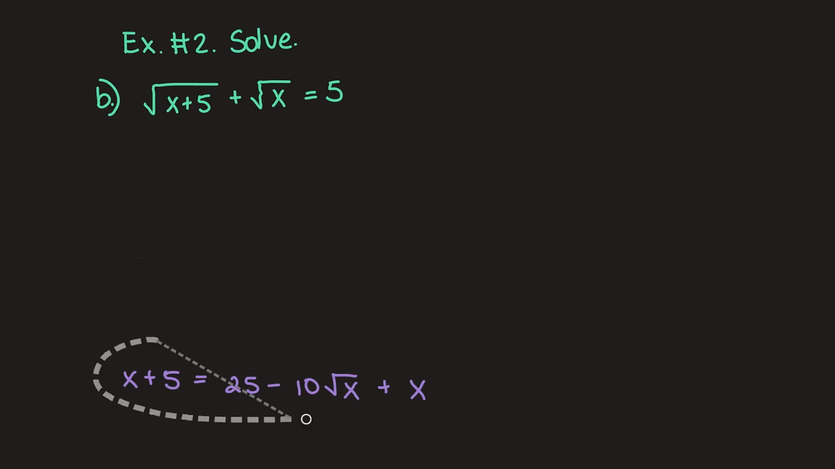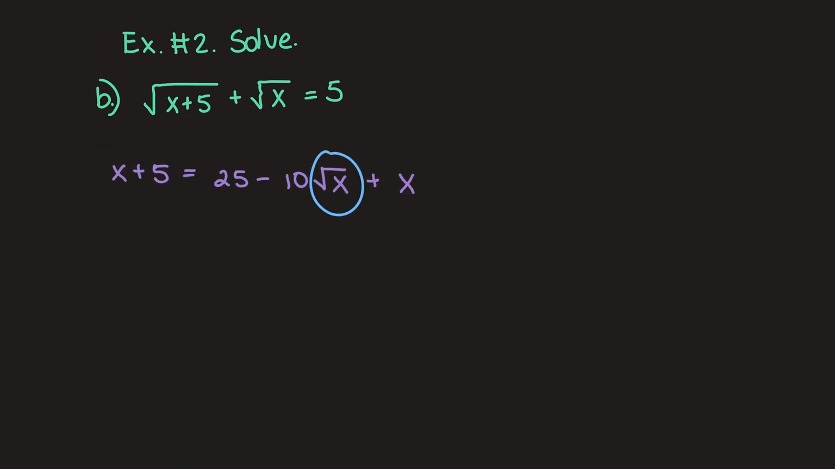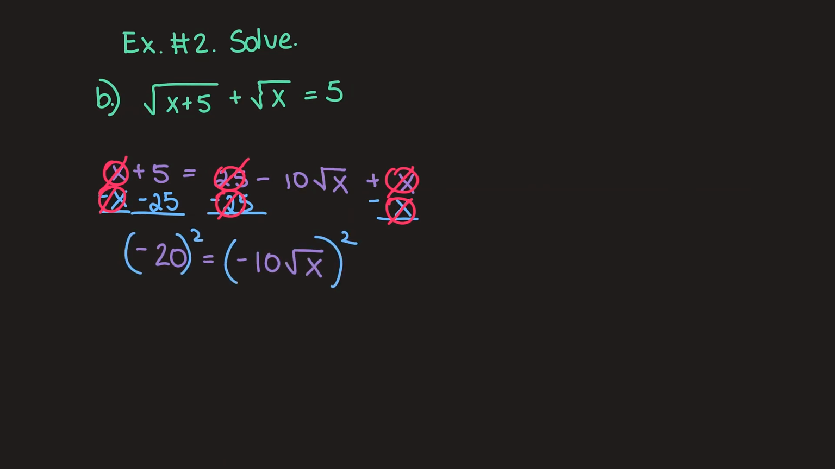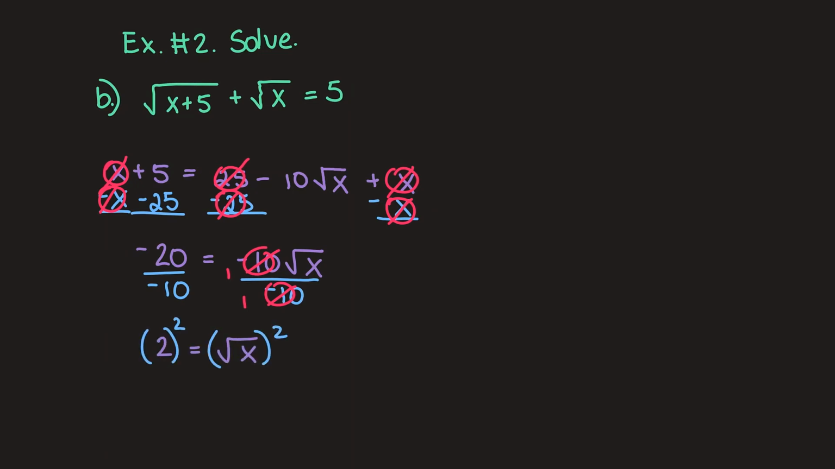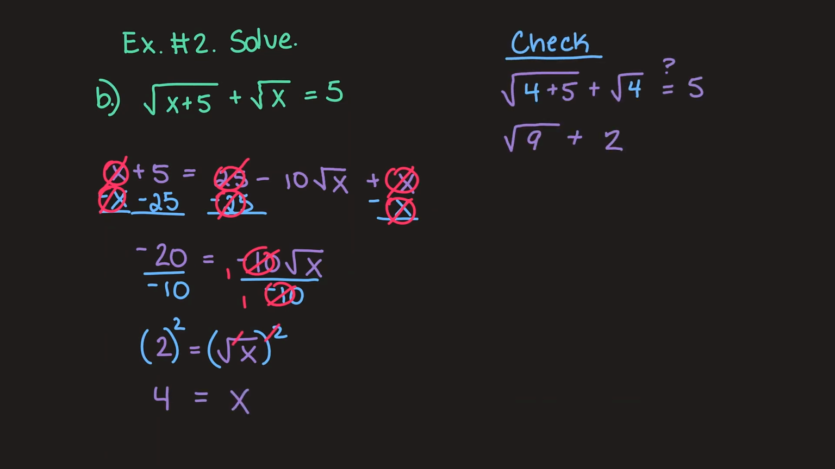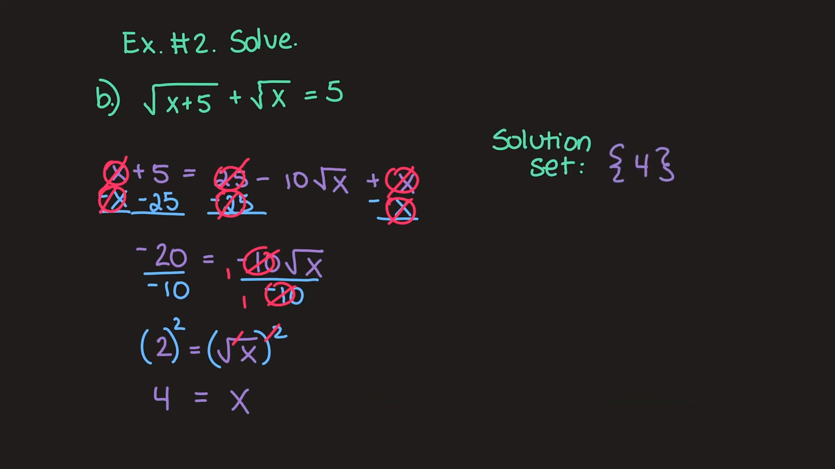right side. The resulting equation still contains a radical, so we will have to repeat our steps for solving square root equations. We will again need to get the radical on one side by itself. So subtract x from each side, and then subtract 25 from each side. Now we could square both sides of the equation from here, or if it's easier, we can divide both sides by -10, square both sides again, and we get x equals 4. Now we check this solution in the original equation, and we get a true statement. Therefore, 4 is the solution to the original equation.